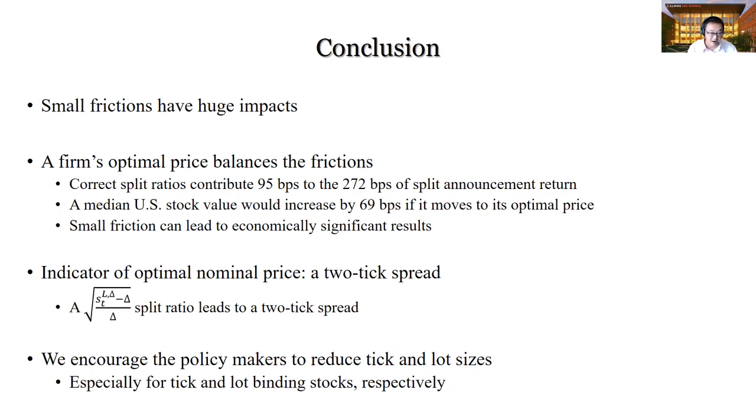So what's the indicator of optimal nominal price? It is the 2-tick rule. And we also show a golden split ratio leads to the 2-tick spread. Finally, we encourage policymakers to reduce the tick and the lot sizes, especially for tick-binding and lot-binding stocks, respectively. Thank you.